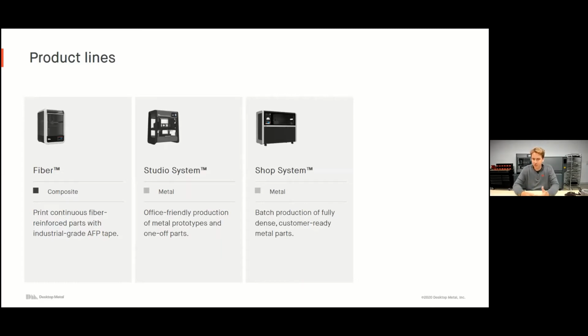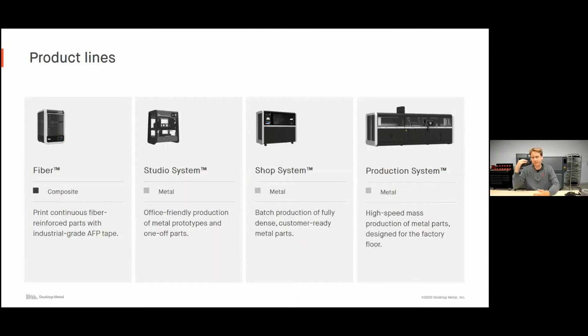That's a binder jetting machine that allows you to print these fully dense, high volume parts very quickly, featuring very, very fine features. We'll look at a lot of these in detail as well, but that's really ramping up the volume. When you want to go from maybe 10 parts a week to hundreds or thousands of parts a week, you can move from the studio system up to the shop system.